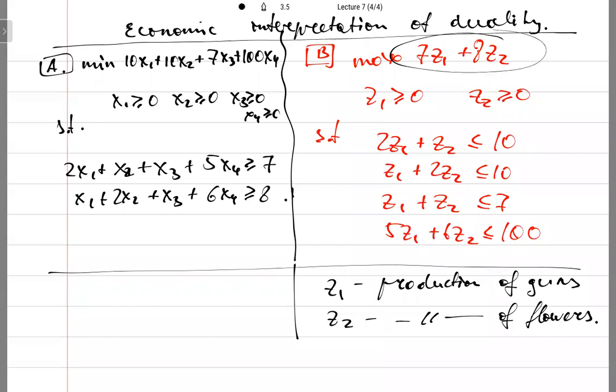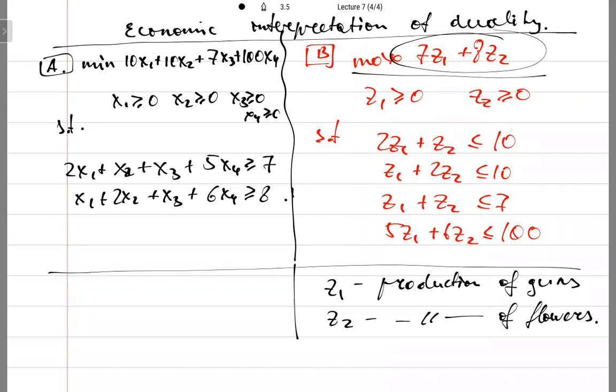And these are the prices. So 7 is the price of one gun, and 8 is the price of one flower. So this is a problem we can interpret as Robinson Crusoe maximizing his revenue: 7 times the number of guns produced plus 8 times the number of flowers produced.